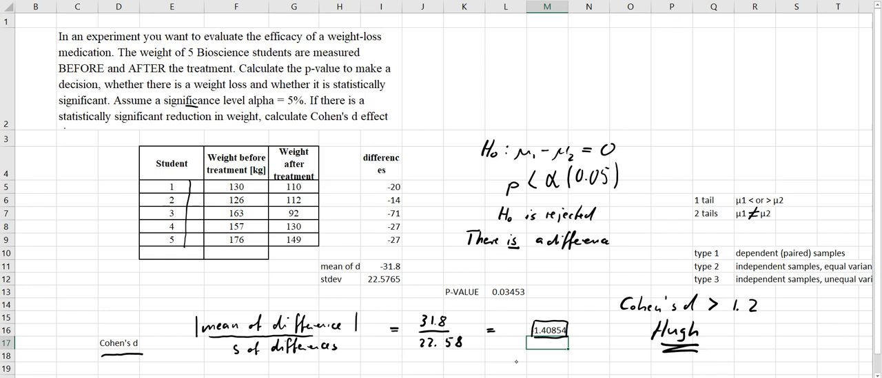This effect is massive, and we can almost from intuition say, if the students indeed on average lose almost 32 kilograms, then we believe that there is something really massive going on, and we have good evidence that the drug is not only statistically significant in its effect, but also leads to a very big effect. Now, obviously, we only calculate a Cohen's d effect size if indeed we reject our null hypothesis and there is a statistically significant effect visible.